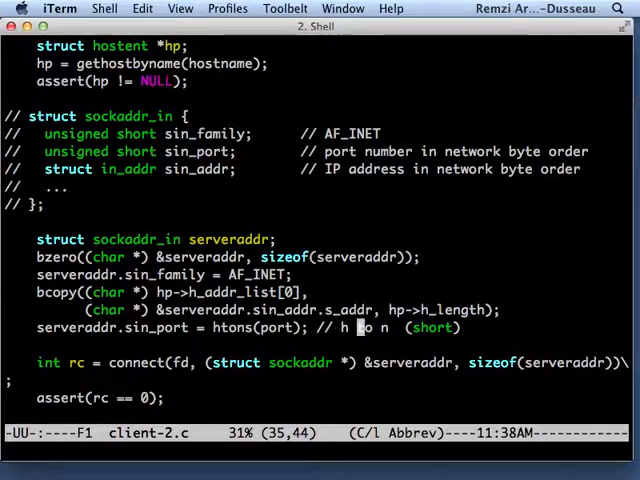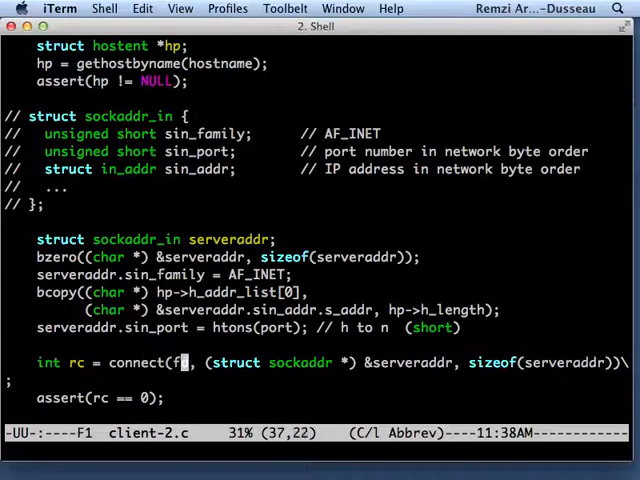So there's an H to N set of functions. There's also the reverse, network to host ordering, when you pull things out of these structures. And so you'll see a lot of that. It just makes the code look a little bit more confusing, but it's not anything complicated going on. It's just switching the bytes if you need to.